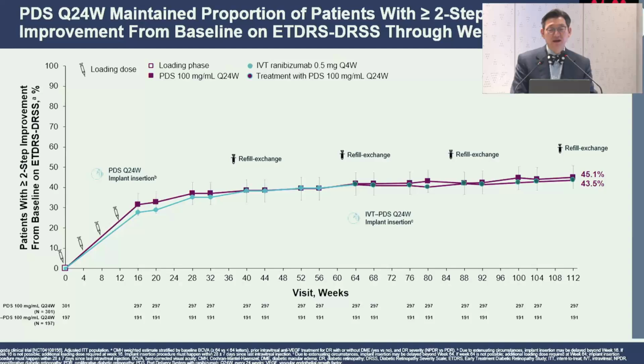Here we're looking at DRS score and a two-step improvement, and we can see that the two arms are essentially very similar. At the end of the study, 45 and 43% have improved with a two-step change.